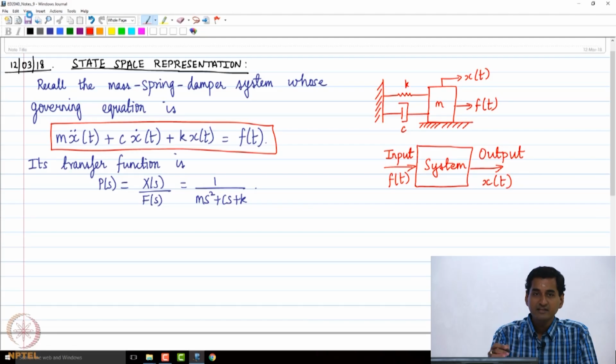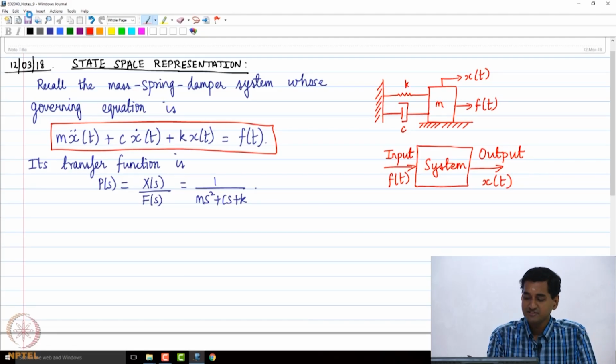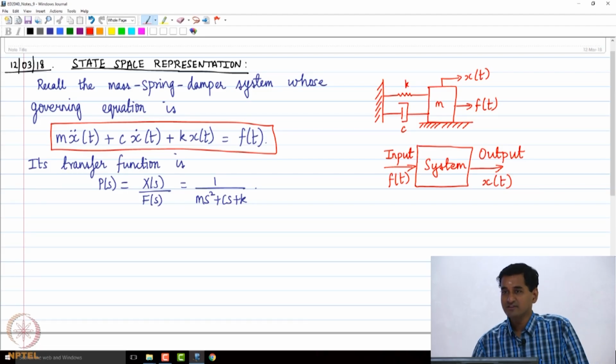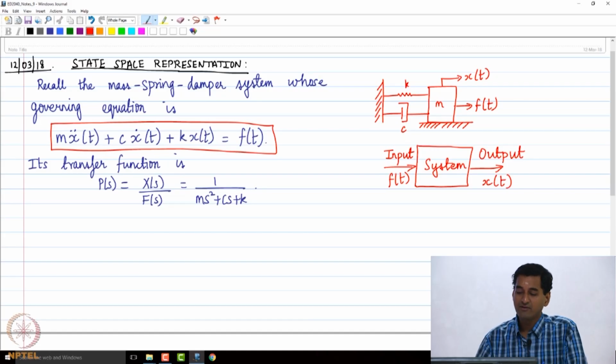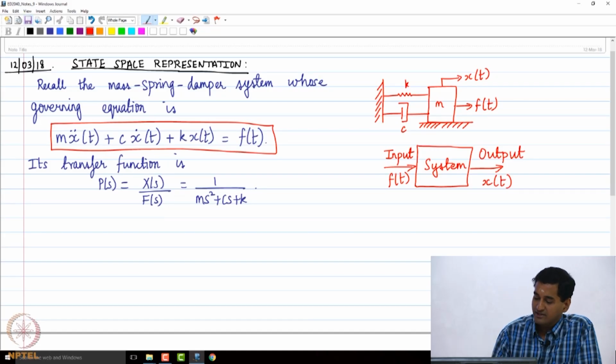And we have already derived its transfer function. The plant transfer function was the Laplace of the output by the Laplace of the input when all the initial conditions were 0, and we know that for this mass spring damper system the transfer function is 1 divided by m s squared plus c s plus k. All this is something which we are already aware of. So, now what is this state space representation?